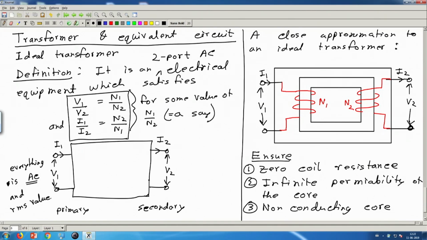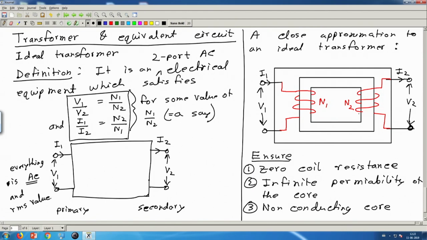What one can do in practice is take a laminated core, you may know that, and thereby reduce the conducting effect of the core. If you make this arrangement with exactly zero resistance, exactly infinite permeability, and exactly zero conductivity of the core, then this will be a perfect ideal transformer. That is not possible. So take low resistance, high permeability, that will be a close approximation to an ideal transformer.